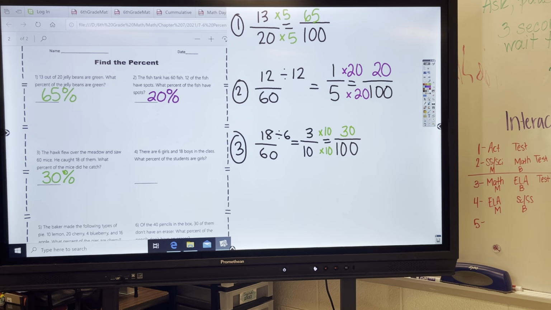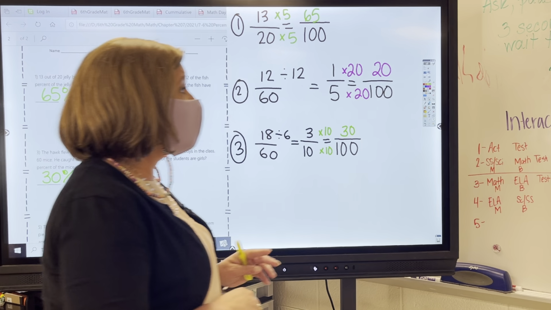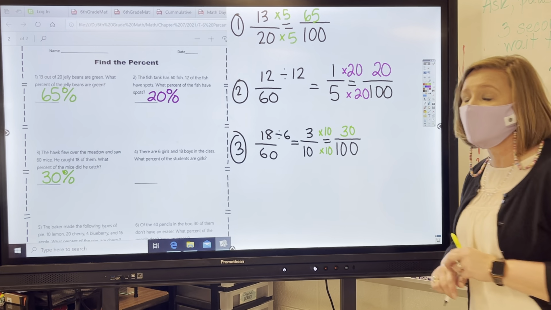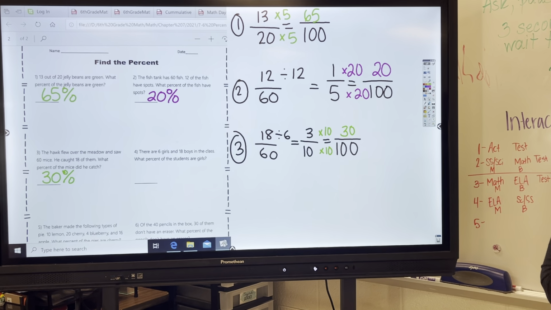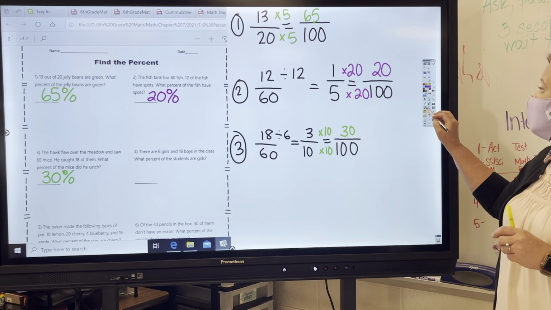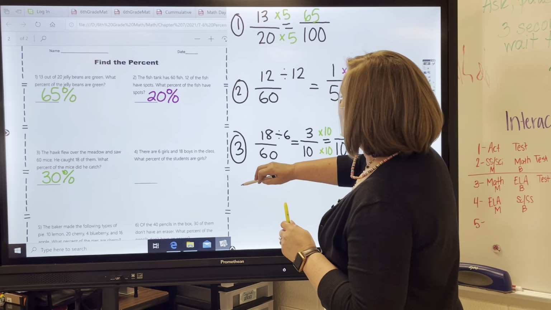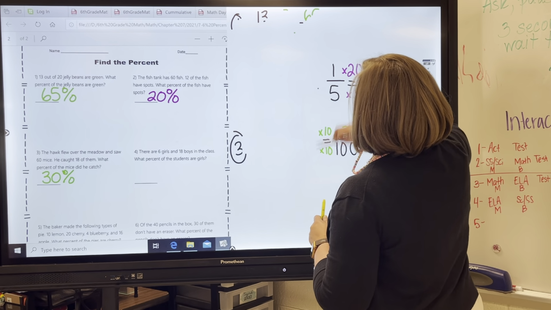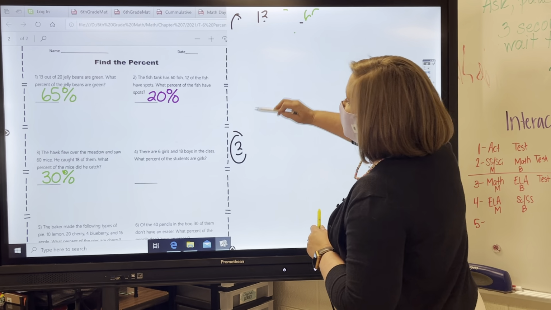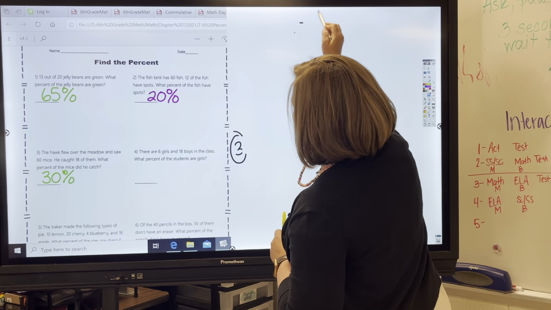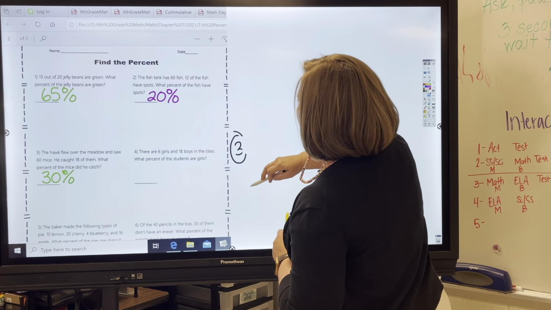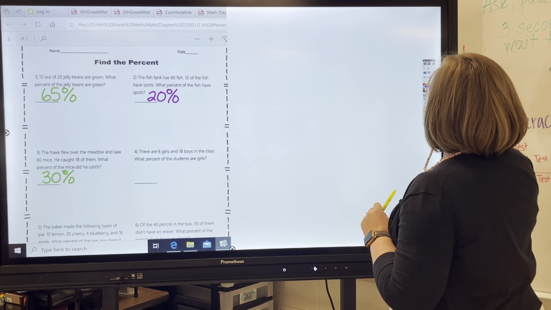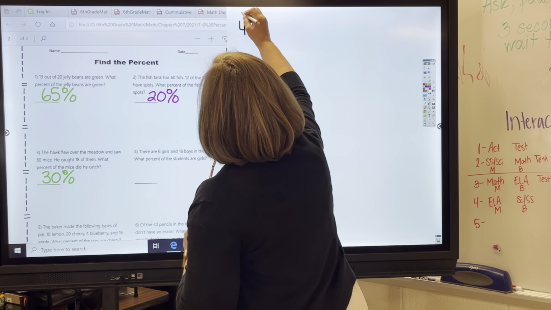Alright, number 4 is tricky. And number 4, this percentage is one that you don't have to know in 6th grade. But I'm going to do it just so that you can see it. But it is not a 6th grade standard to have to be able to do number 4. Number 4 says there are 6. Oh, wait a minute. No, I'm wrong. I was figuring it wrong in my head. Number 4 you will have to do.